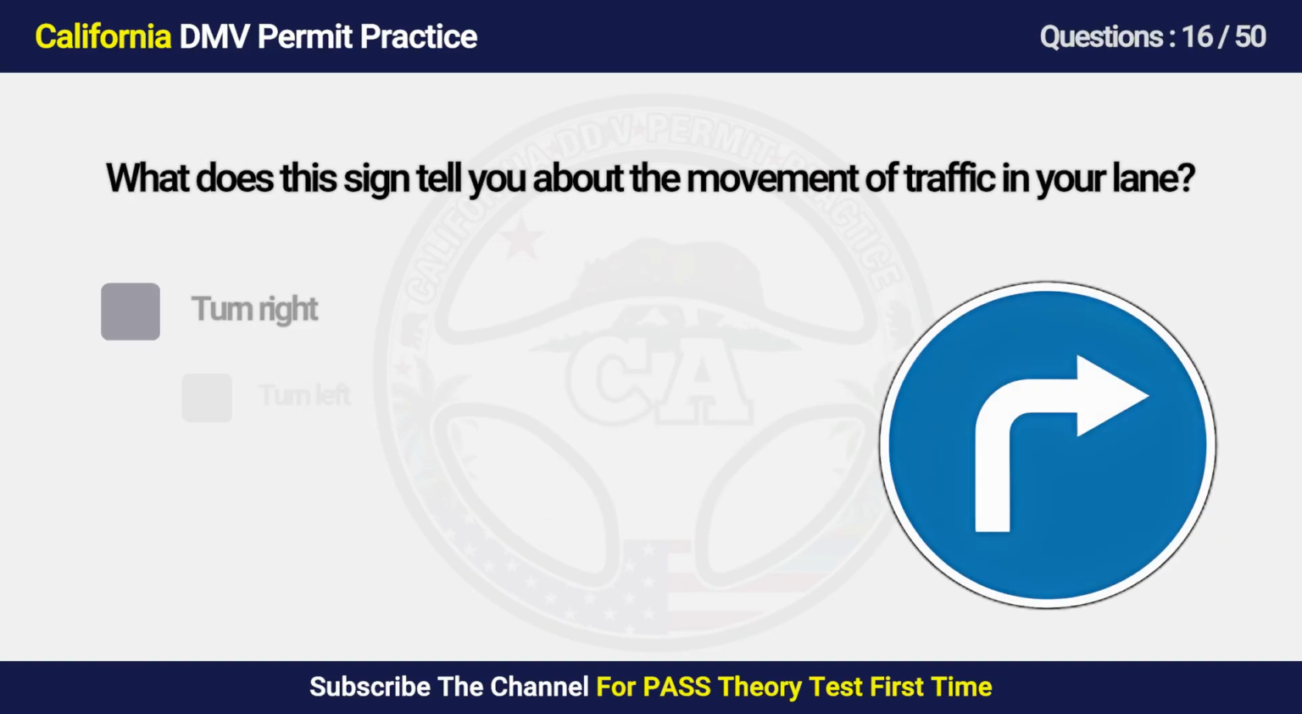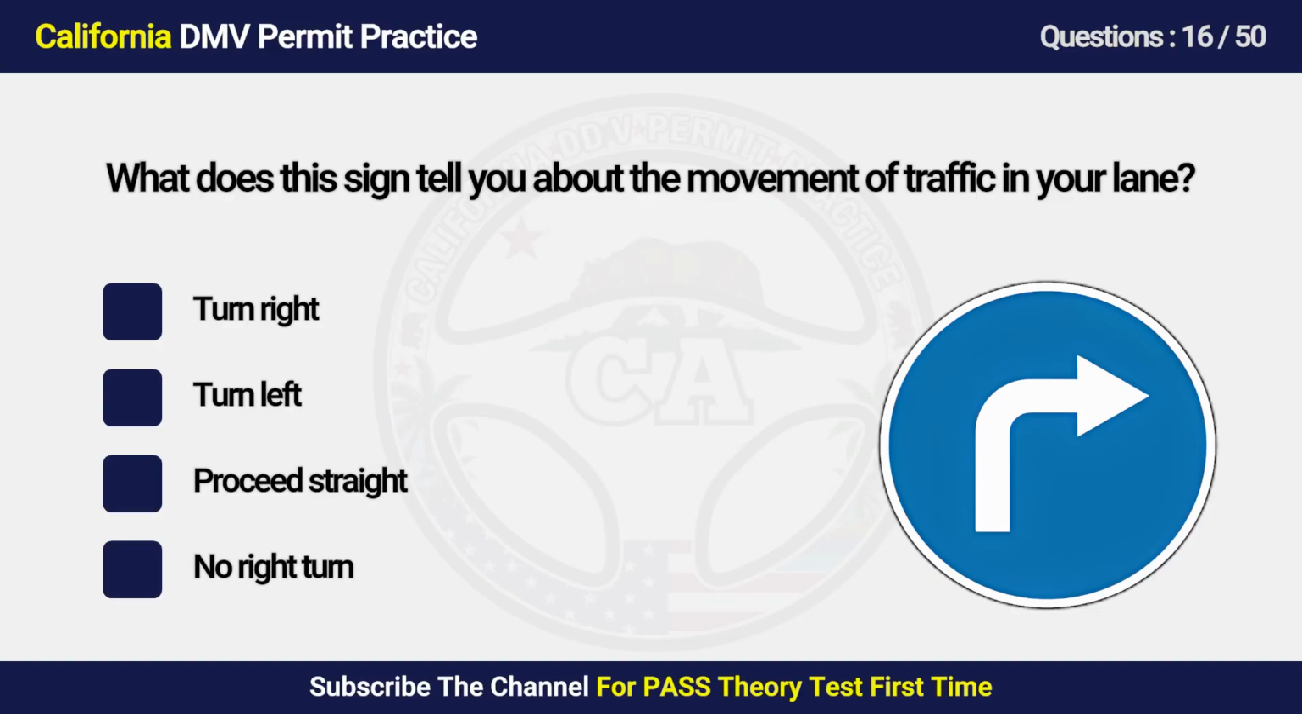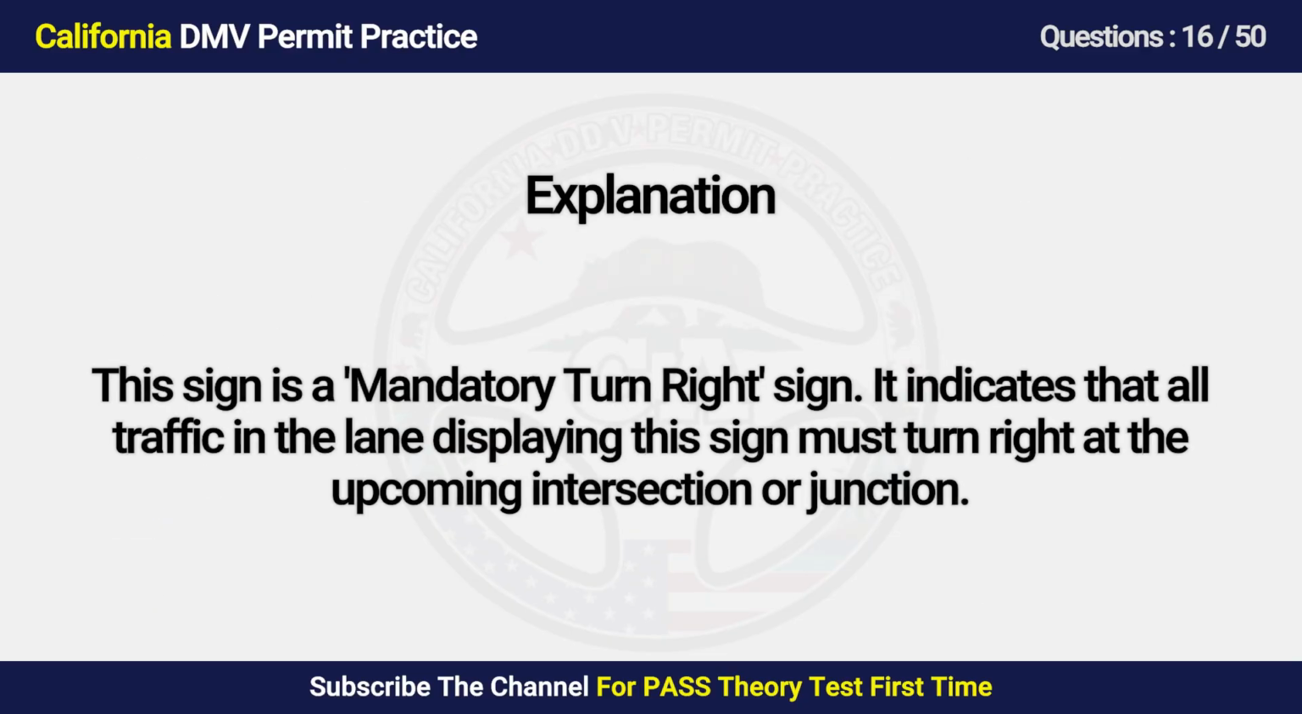Question 16. What does this sign tell you about the movement of traffic in your lane? A. Turn right. B. Turn left. C. Proceed straight. D. No right turn. Answer is A. Turn right. This sign is a mandatory turn right sign. It indicates that all traffic in the lane displaying this sign must turn right at the upcoming intersection or junction.